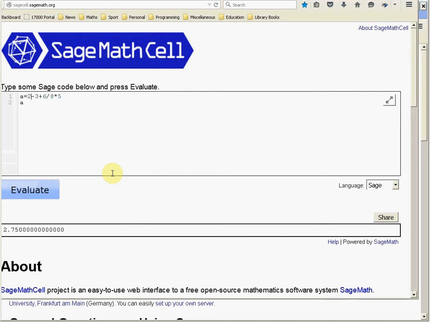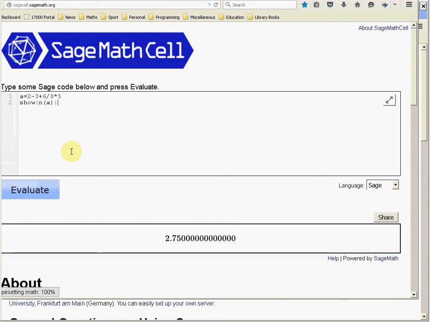Another way of doing the same thing is to use one of Sage's many functions. And again, you'll have to look these up and probably keep a little cheat sheet of your own of functions that you find useful. One of the functions is the n function. So I go n a, and I might make life a bit prettier. I'll go show n a, and when I do that, there it is, 2.75. So it gives me a numerical approximation.